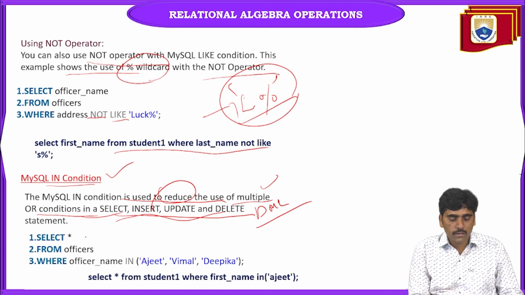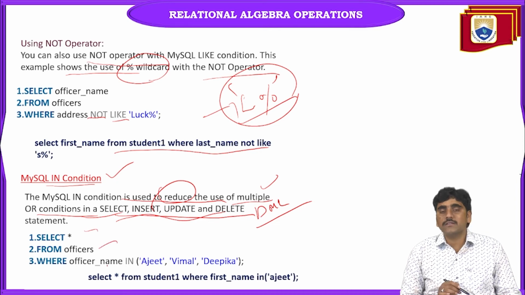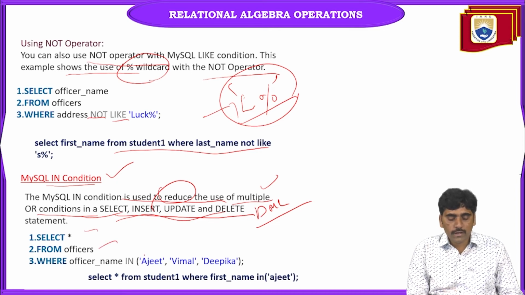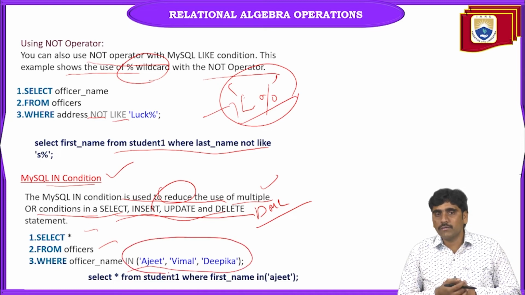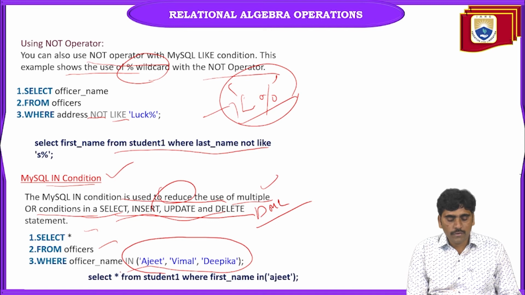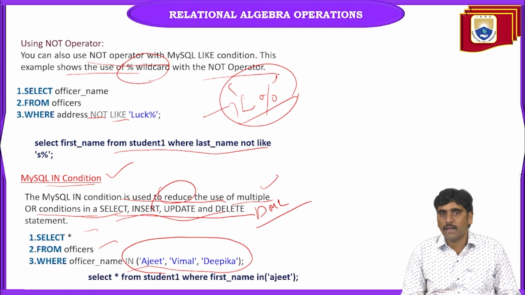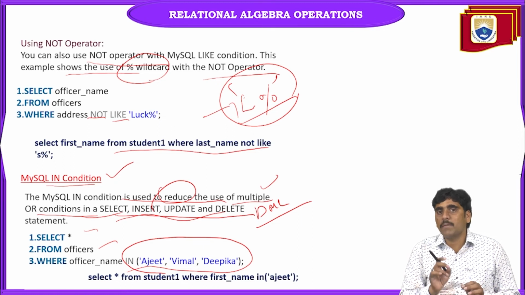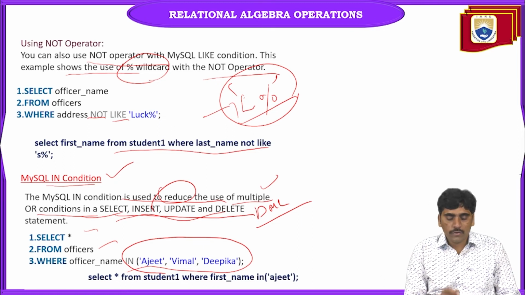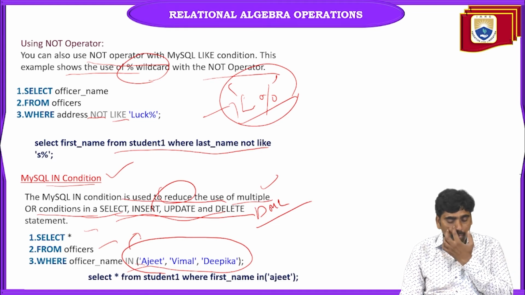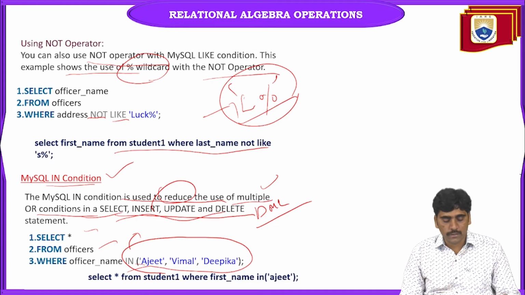So look here: select star from officers where officer name in. Generally we would write it like this: where officer name is Ajit or Vimal or Deepika. But instead of writing multiple OR operators, we can specify the IN operator only. Only one IN operator we specified here.